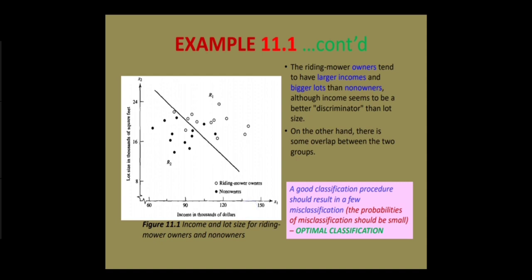Okay, and the bigger lots. Okay, if you look at x2, we look here, this black dot is the non-owner. But the ones higher up here belong to the owners of the mower. So we can say that the owners have the bigger lot size in square feet. Okay.